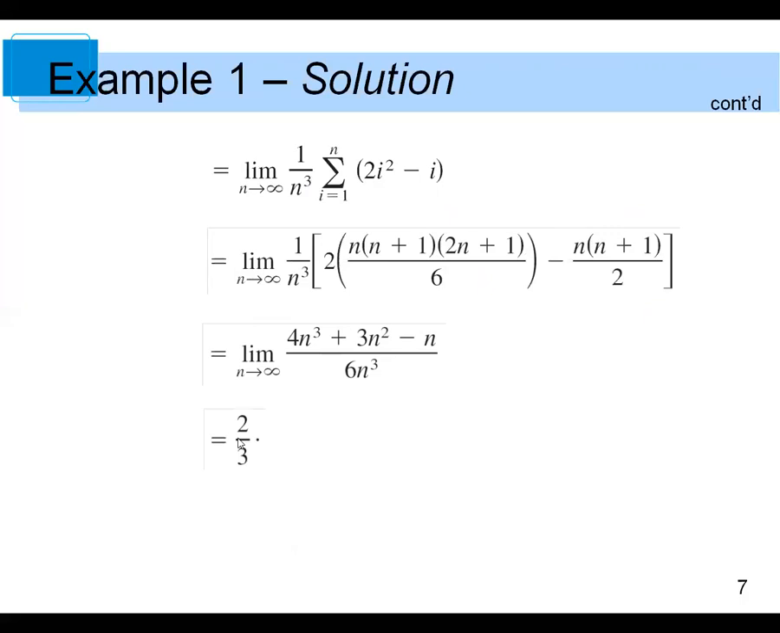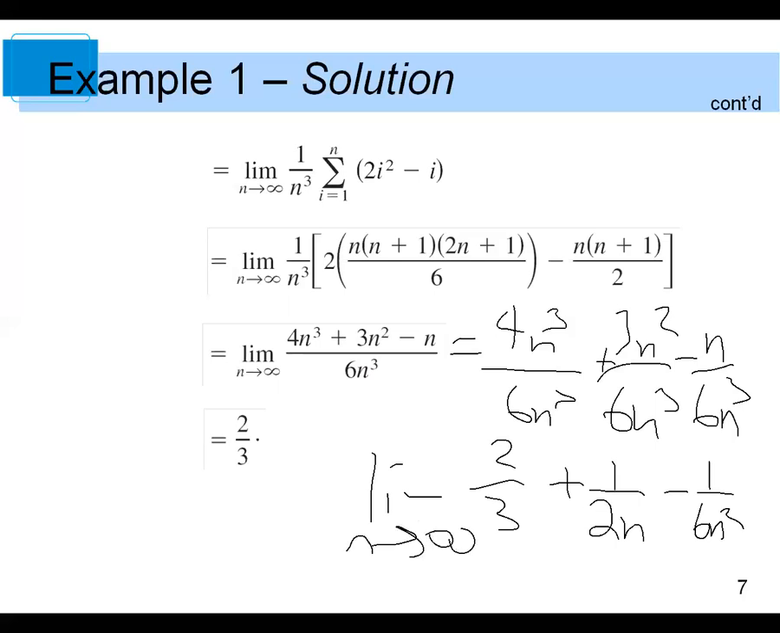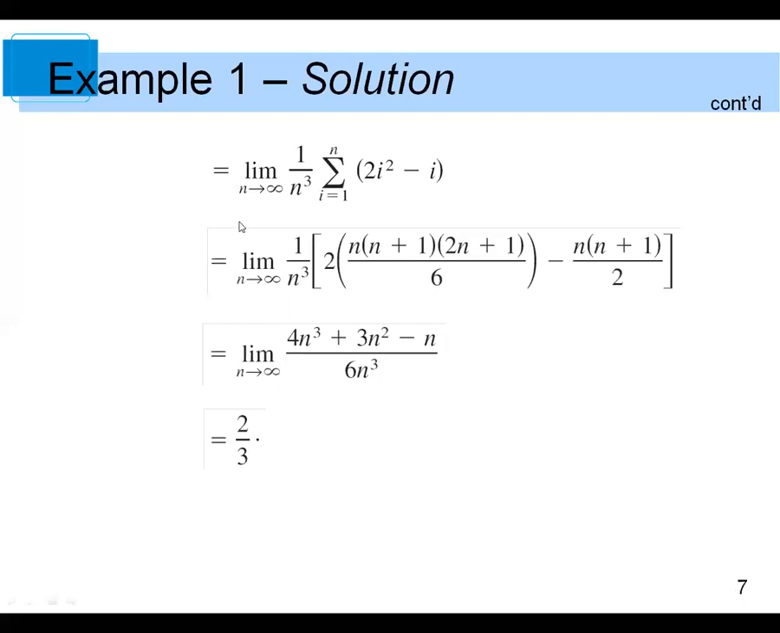If you break this up, you would get 4n cubed over 6n cubed plus 3n squared over 6n cubed minus n over 6n cubed, which simplifies to 2/3 plus 1 over 2n minus 1 over 6n squared. If I take the limit as n approaches infinity here, this term and this term both go to 0, and that's how we got 2/3 there.